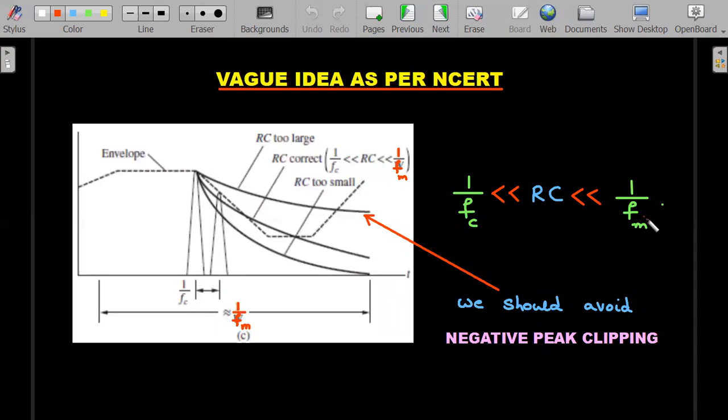But this is not the complete picture, because for the right side limit, you can get an even better value if you want to avoid negative peak clipping. This is when RC is too large and you miss the envelope while the fall is happening. Remember, all the danger is when the signal is falling. When this fall is happening and you want to avoid the negative peak clipping, you need a better value of RC than the vague estimate given in NCERT. That is where our problem comes into the picture.